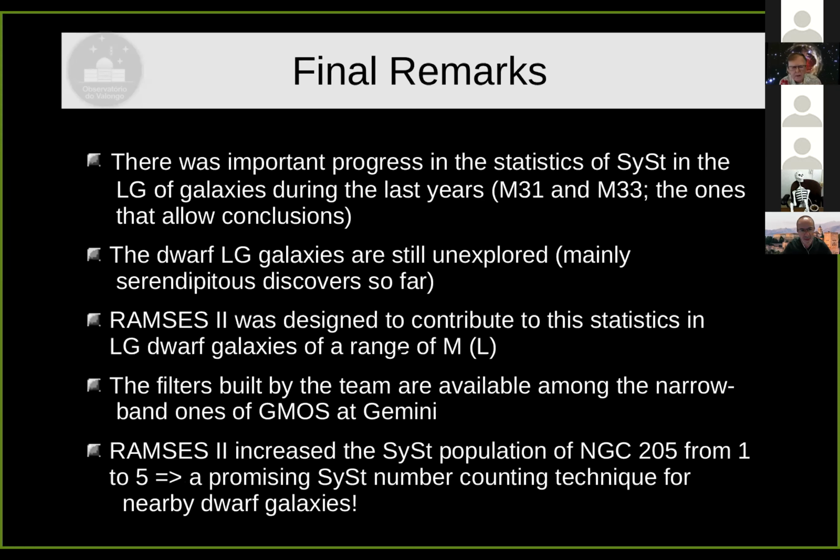The filters we built for doing this work are available among the narrowband filters of GMOS at Gemini. So all people interested in these kinds of things can use these filters. And finally, Raman O6 increased the population of symbiotic systems in this galaxy from 1 to 5. So it's clear that it's a promising symbiotic system number counting technique for this and other dwarf galaxies. Well, thanks for your attention.